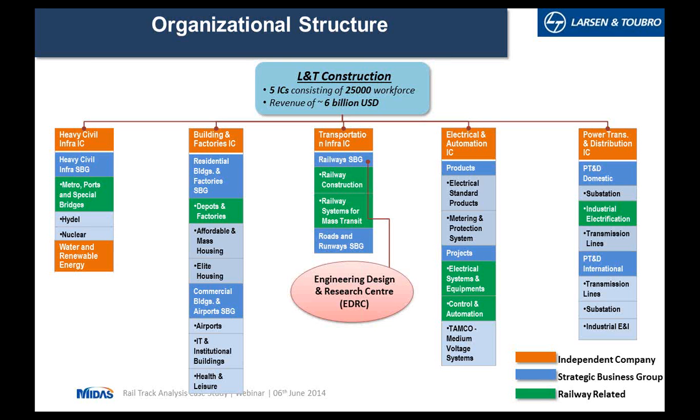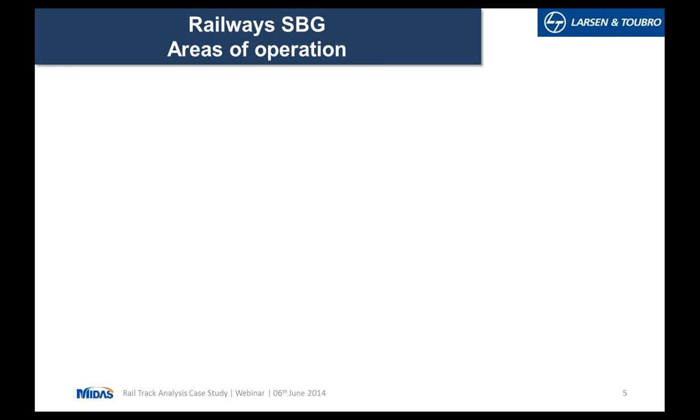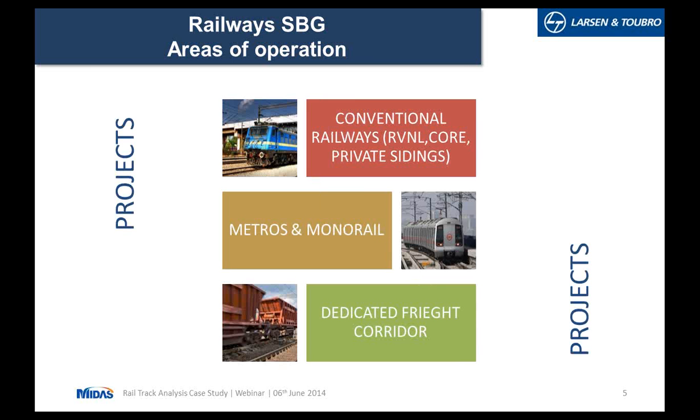Transportation infrastructure deals with railways, roadways, runways, and our EDRC department belongs to the railways business. As you may see from the color coding, our penetration into the railways domain is much diversified, and we operate in most of the railway sector, right from electrification, railway systems to construction. The railways SBG, or the strategic business group as we call it, to which we belong, operates in all the major sectors of railway segments, be it conventional mainline railways, urban metros and monorails, or dedicated freight corridor.